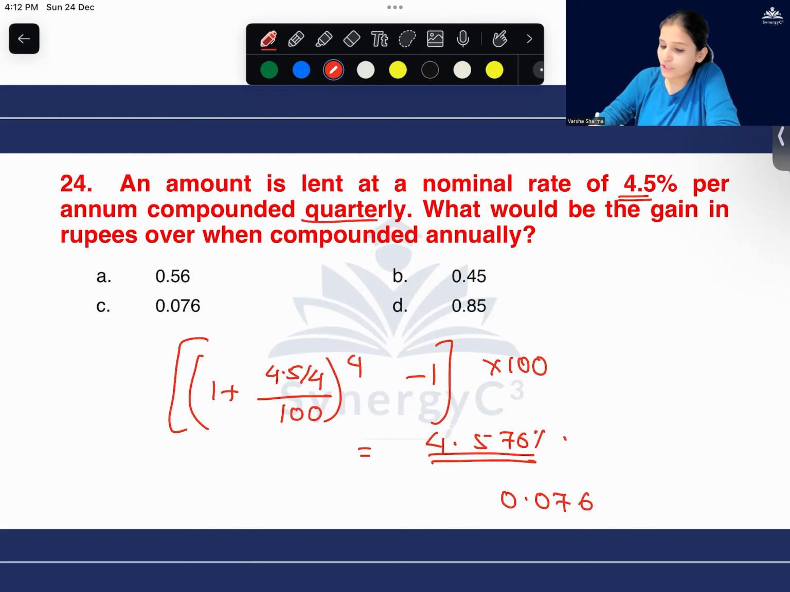First, we find the quarterly effective rate of interest. Had I been using 4.5 annually, my earlier annual rate was 4.5. Now when I'm doing the effective rate of interest for the quarterly term, I got 4.576, which is higher than 4.5. How much higher? 0.076. Understood? Answer is C. What's the answer?